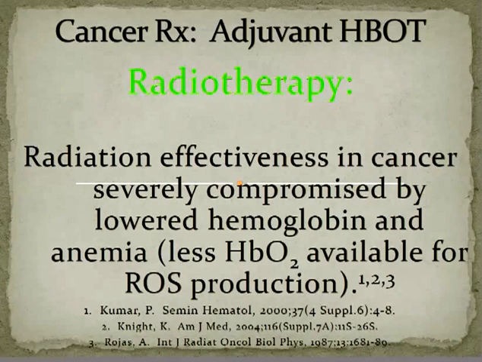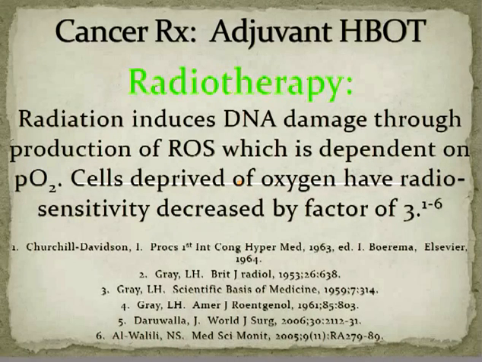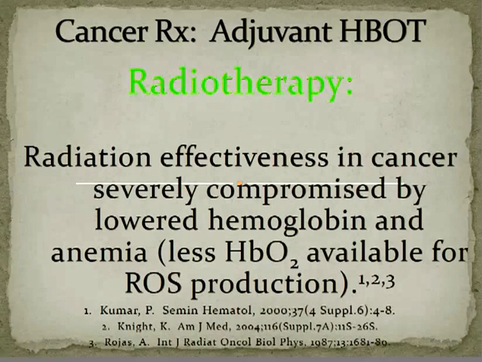And you can see, where does this go back to? 1953 with Gray, summarized by Churchill-Davidson when he started first using hyperbaric oxygen with cancer. Turns out the effectiveness is severely compromised also by lowered hemoglobin and anemia. Why? Because you're carrying less oxygen. So we have less reactive oxygen species. So we want someone who has a good hematocrit.